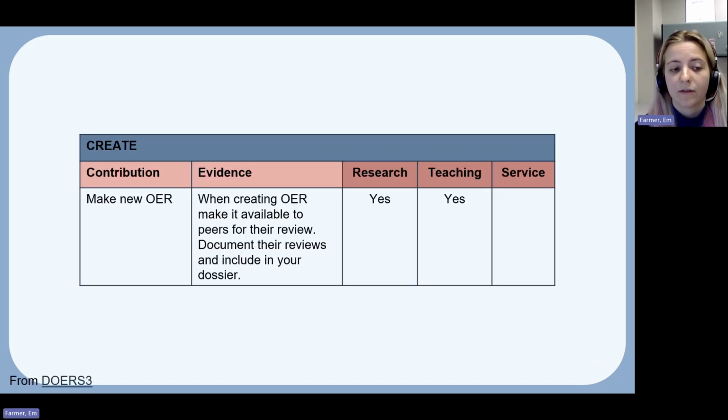So this chart and the chart that I'm going to show on the next 2 slides is from Driving OER Sustainability for Student Success, or DOERS, or DOERS 3. I'm not sure how they prefer it to be pronounced. These charts are intended to be used as a guide for faculty when including OER in their promotion and tenure portfolios. And this one specifically is arguing that creating OER can fall under the research or teaching categories if you're allowing your colleagues to review your work.